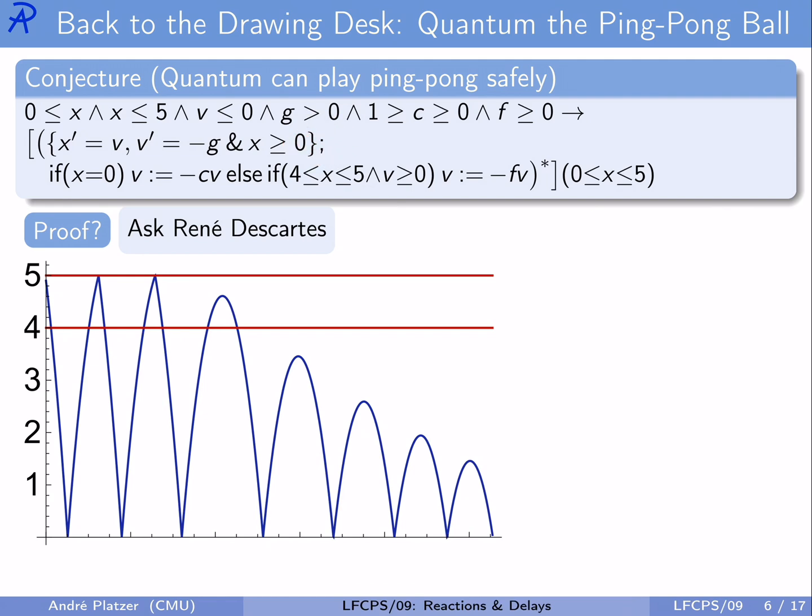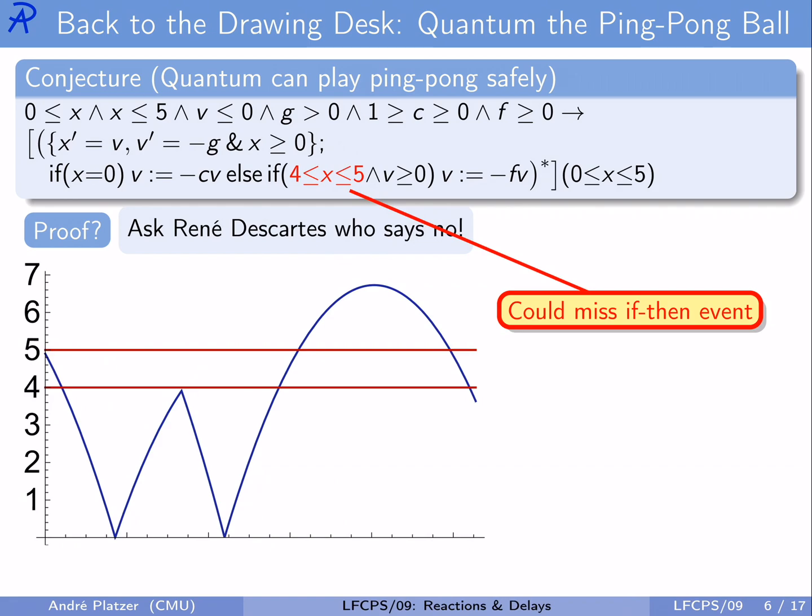Well, maybe we could bound the duration of the evolution somehow. Because of course, if we don't do anything, the issue is that we could very well miss the exciting event that the bouncing ball is between 4 and 5.